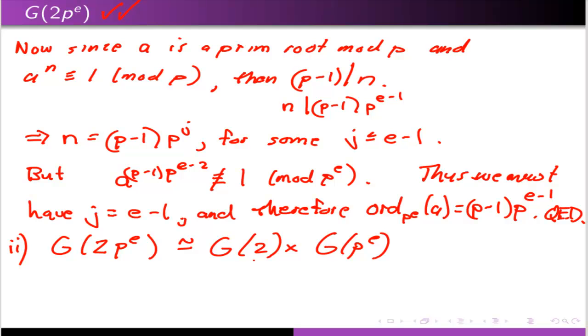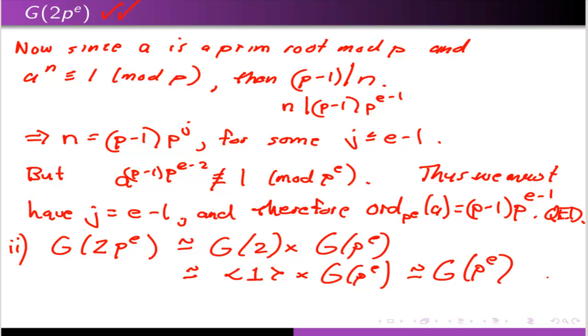And what's G2, the group of units mod 2? Well, that's just a trivial group. That's just the identity. And so this is just isomorphic to the group of units mod P to the E, which we know is a cyclic group, and so we are done.